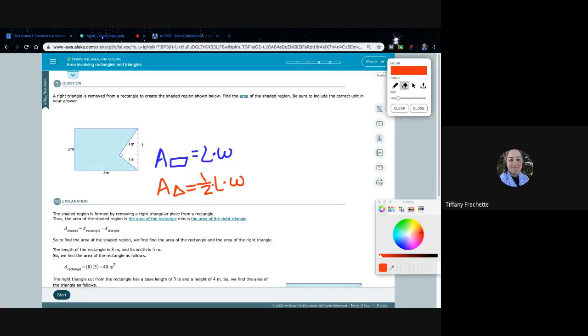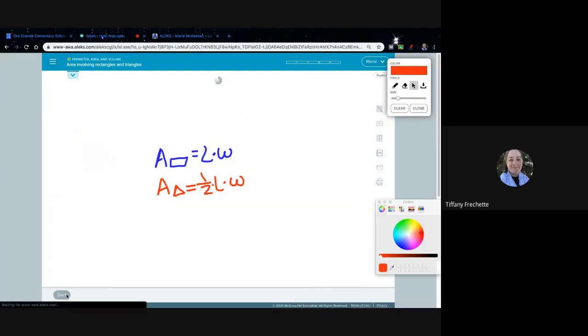And the main thing we also want to know is after we find these two, so we have a total rectangle, which is blue. That's what I'm writing in blue. And then we have a triangle, which will work out in red. Remember, we're removing the triangle. So once we have our two amounts, we need to make sure we subtract so that we have only the shaded region. That's why we have to find the triangle so that we know how much to take away. All right, so let's go ahead and click Start.